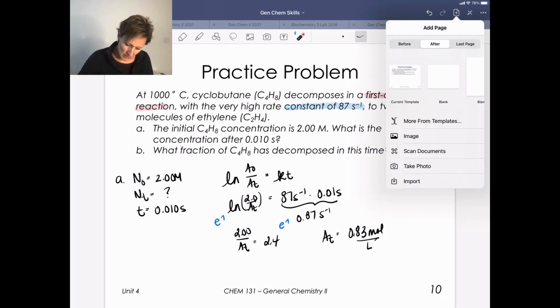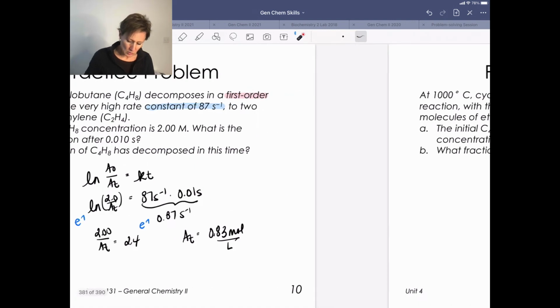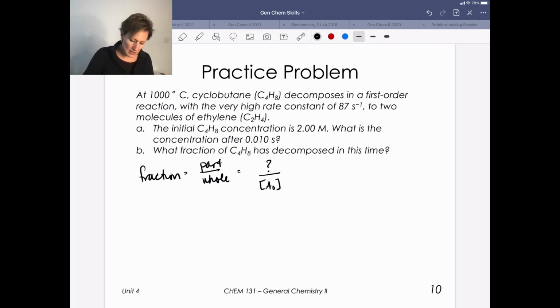I'm going to insert another slide here so we can answer our next question. Again, we answered this question: what's the concentration that we have? This is the amount that we have after 0.01 seconds have passed. Now we want to know, what is the fraction that has decomposed? I'm going to highlight a few things. Remember, when you hear the word fraction, we always want to think part over whole. The whole is how much we started with. So the question is what do we have in our numerator here?